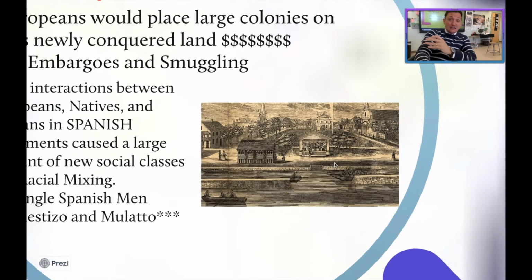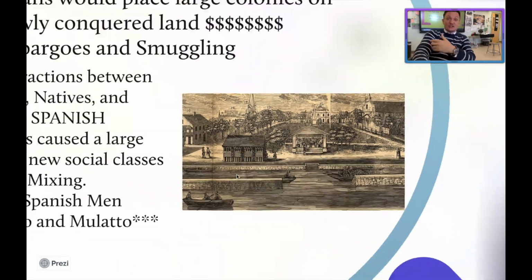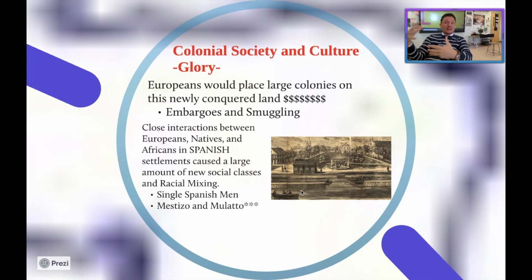However, as you can see with these growing Spanish colonies, including big government buildings and very, very large transport systems that are moving these raw materials in and out, it's going to lead also to very close interactions between Europeans that were coming and colonizing these areas, natives, and the Africans that are being brought in on these different slave vessels.